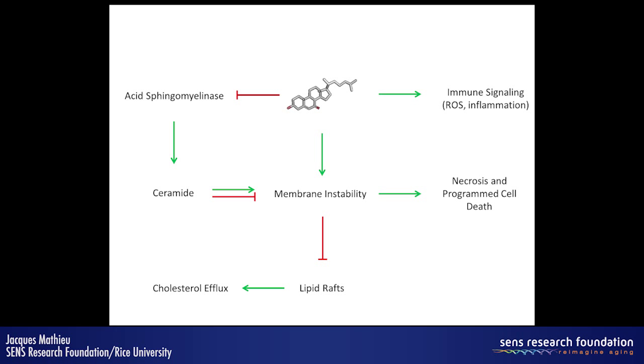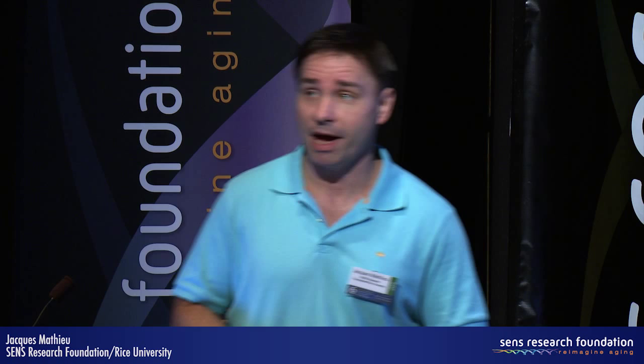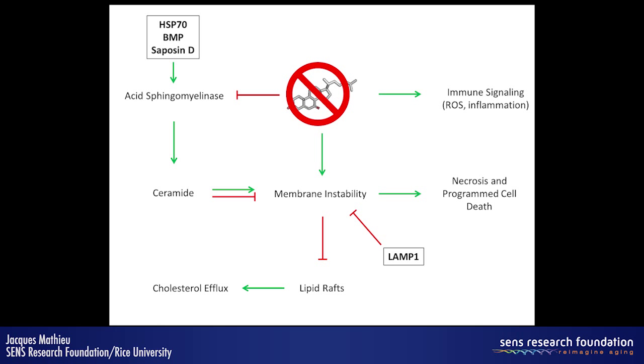7KC is disrupting lipid raft formation through this membrane instability. And by doing so, it's also reducing cholesterol efflux. We know a couple ways to reduce this membrane instability by upregulating this, adding activators, but we think this is just a patch. Ultimately, we think that the most successful route is going to be the direct enzymatic transformation of 7KC.